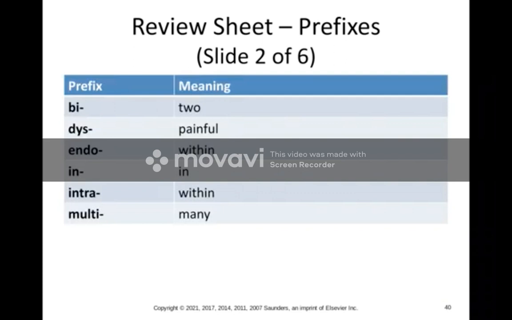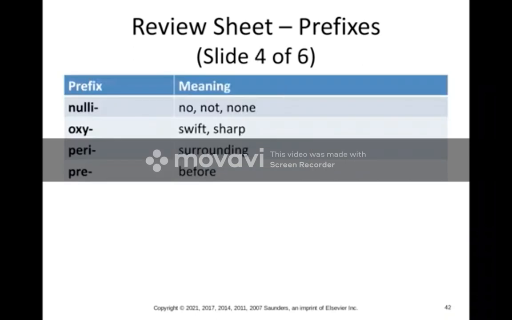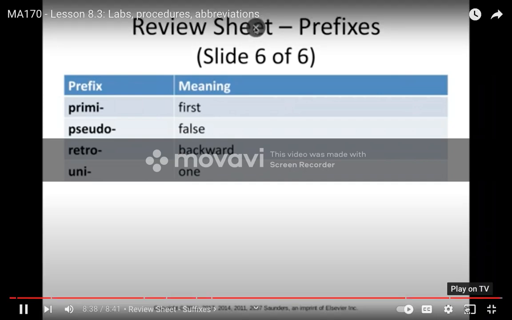Prefixes: bi, dis, endo, in, intra, multi, nulli, oxy, peri, pre, primi, pseudo, retro, uni. And that's it. That's the end of lesson 8.3.